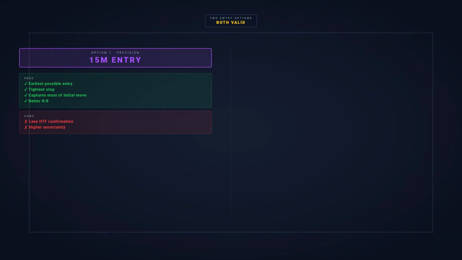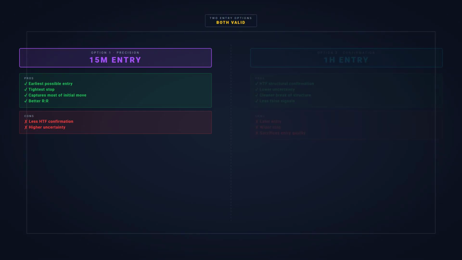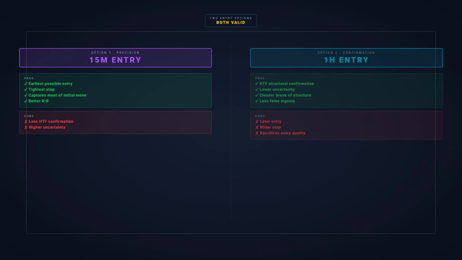The entry comes on the close of the 15-minute change of character candle. The stop goes below the lowest wick of the 15-minute sweep, a tight structural level that clearly defines where the zone has been violated. For traders who prefer the additional confirmation of the 1-hour internal structure shift, that signal comes within the next 1 or 2 1-hour candles after the 15-minute trigger. Slightly later entry, slightly wider stop, but with the additional evidence of a higher time frame confirmation.